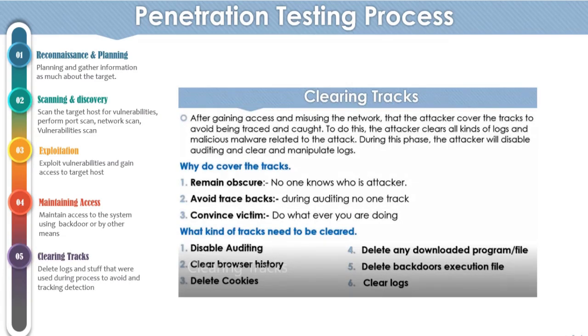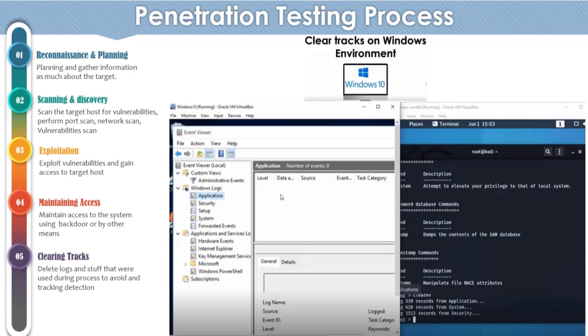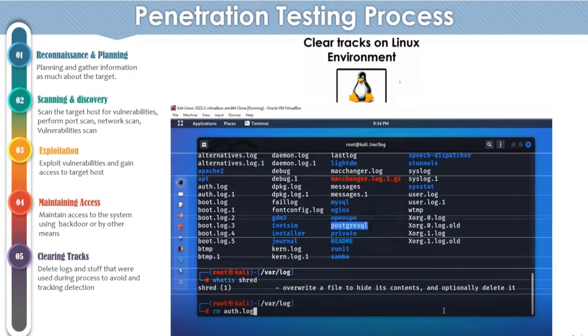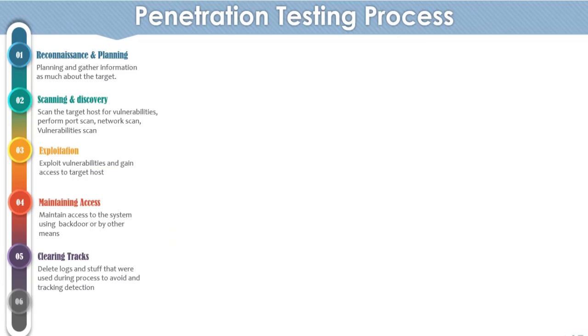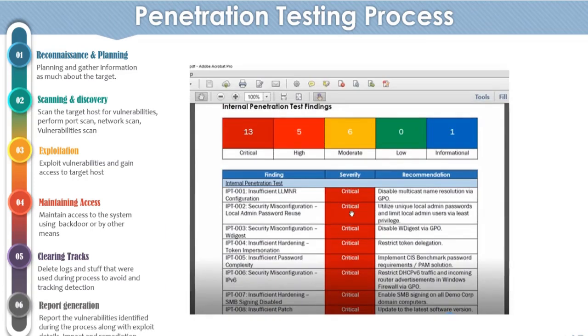There are many things you can learn here: disabling auditing, clearing browsing history, deleting cookies, deleting auto-downloaded programs, and clearing logs. Here you can also learn how we can remove logs in a Windows environment. You will also learn how to clear logs in a Linux environment, and lastly you will learn how to generate a report to find vulnerabilities along with exploitation details, impact and remediations.